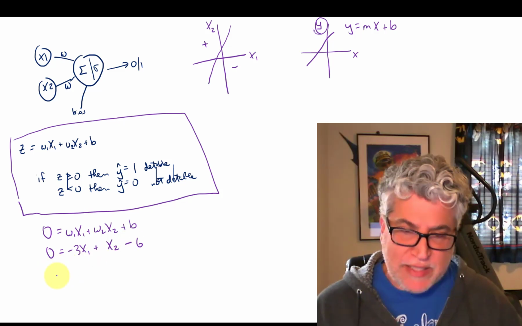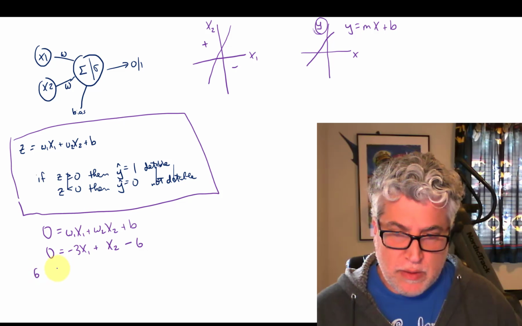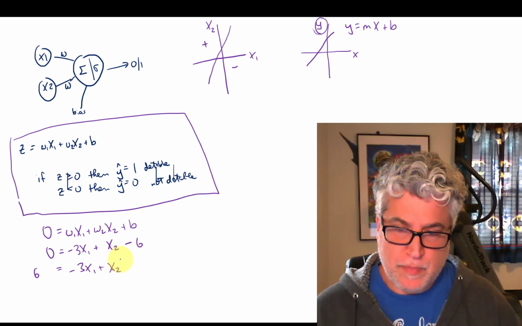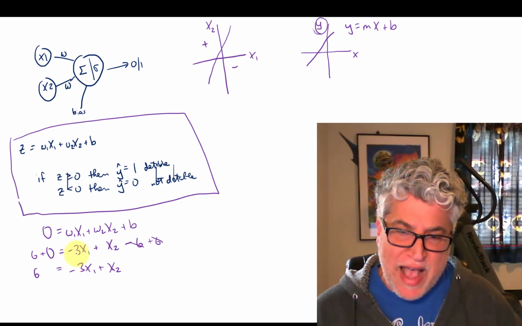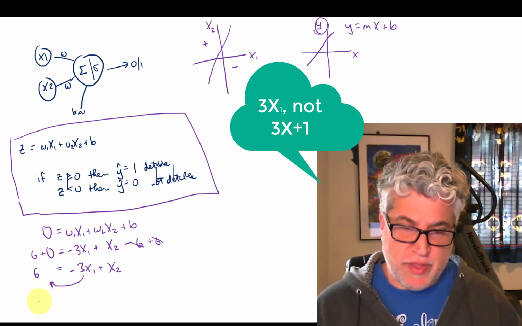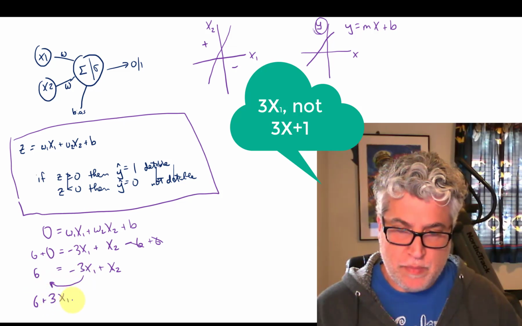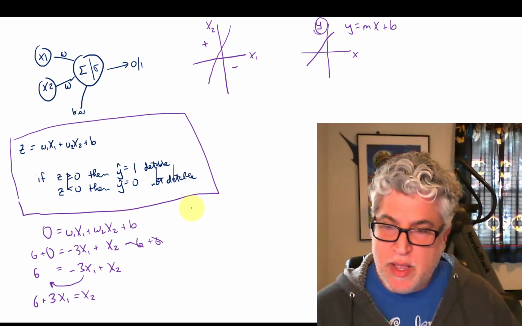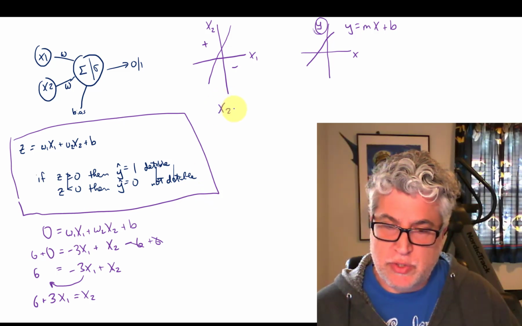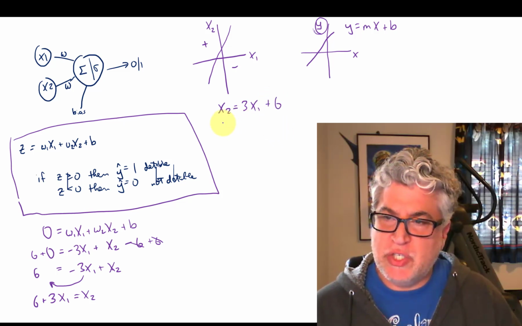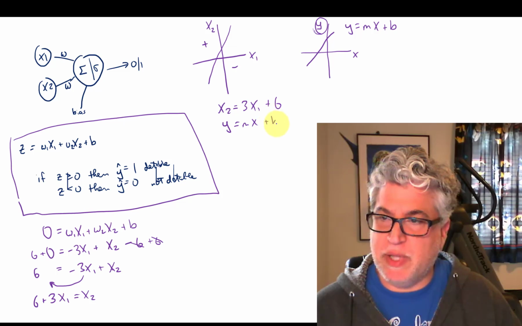So if I add 6 to both sides, I get this, right, by adding 6 to both sides. If I add 3x1 to both sides, this guy goes over there. And then if I just swap what's on the left with what's on the right, I get x2 is equal to 3x1 plus 6. Which, gosh, if this doesn't look like mx plus b.